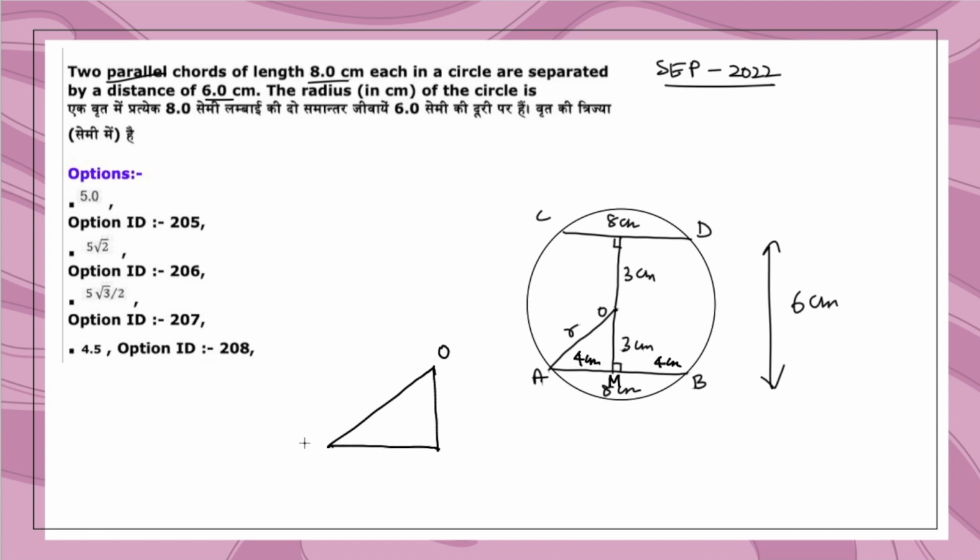So we have O over here, A over here, M over here. The length from O to M is 3 centimeter. The length from A to M is 4 centimeter. Then the length from O to A will be how much?